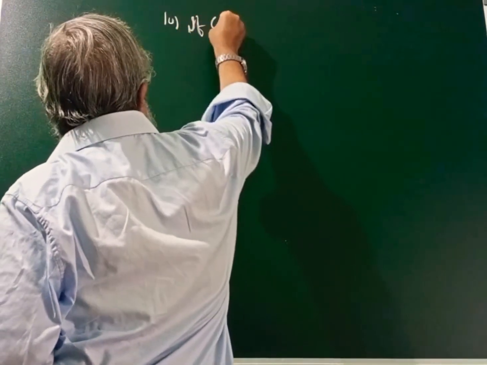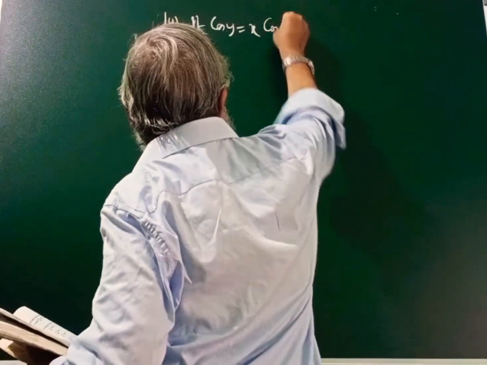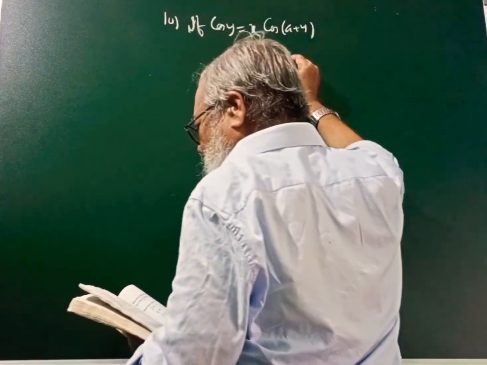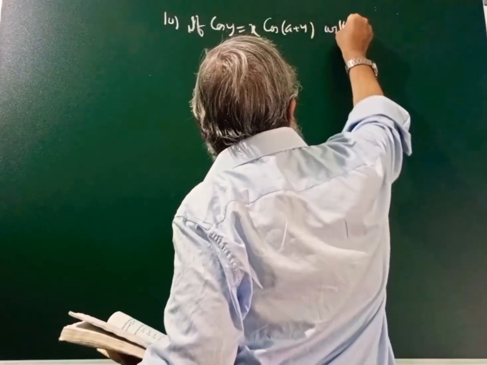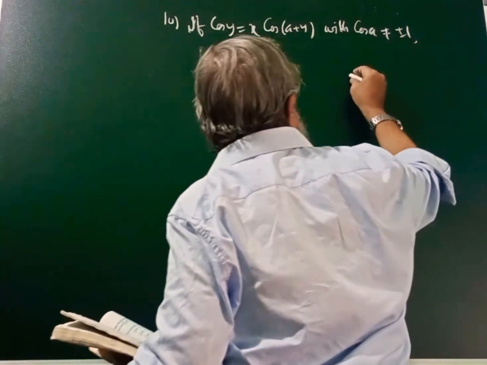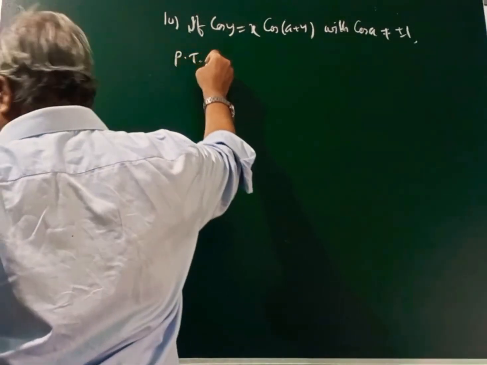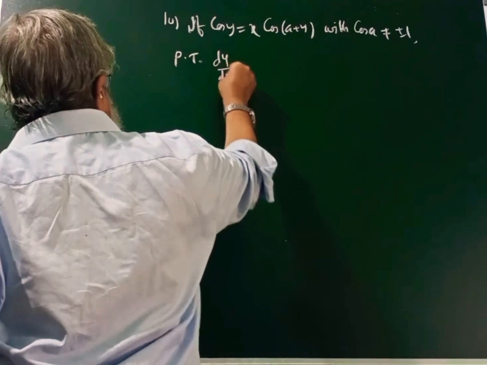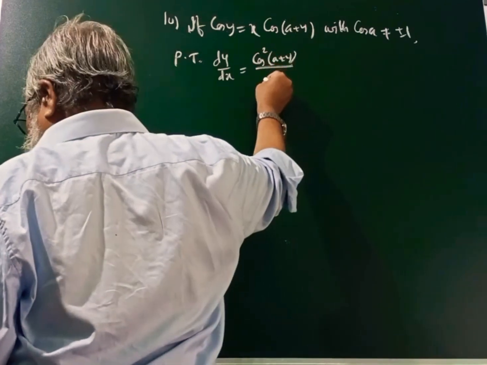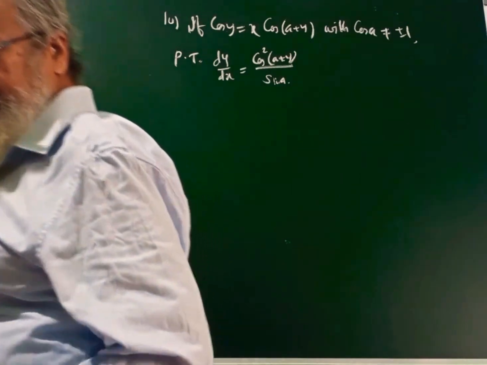If cos y is equal to x cos(a plus y), with cos a not equal to plus or minus 1, prove that dy by dx is equal to cos square (a plus y) divided by sin a. This is the problem. Now look here, we prove it.